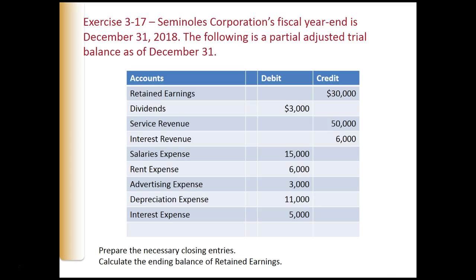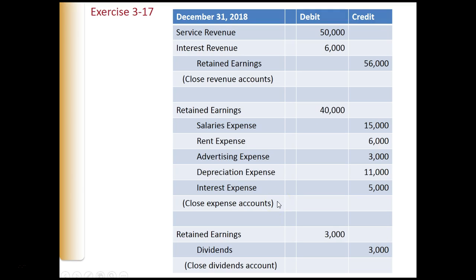So let's look back here. The first thing we want to do is close out our revenue accounts. We see here service revenue of $50,000, interest revenue of $6,000. They normally have a credit balance. To close them out, we take the entire balance and debit it. We debit service revenue, we debit interest revenue, so we zero them out, and we make the offset to retained earnings for $56,000. This closes out our revenue accounts.